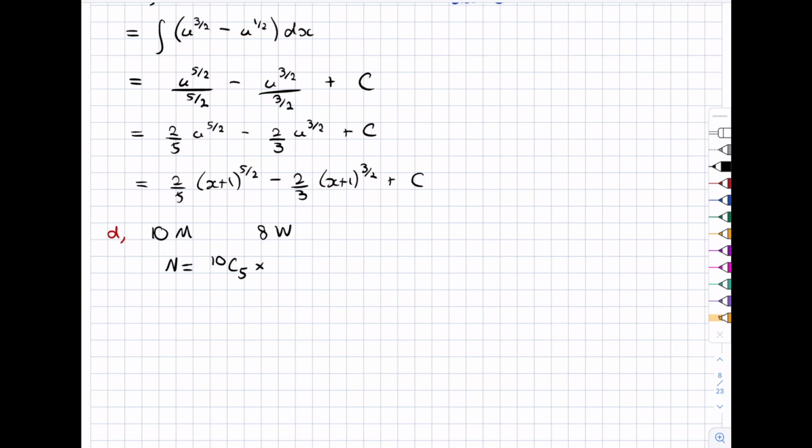And then I need to multiply that by, I need to choose 3 women from 8. So 8 choose 3. And then plugging that into the calculator, you get 14,112 as your answer. So there's 14,112 ways of creating that committee. All right, the next part.